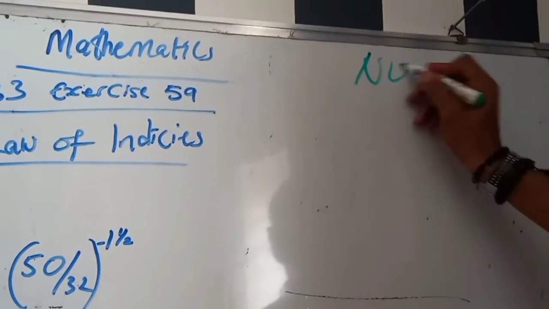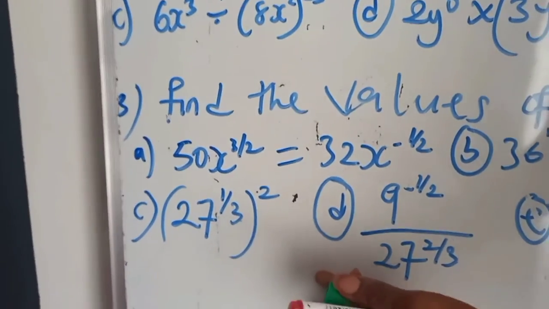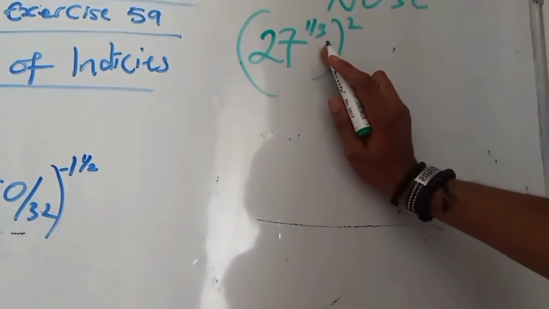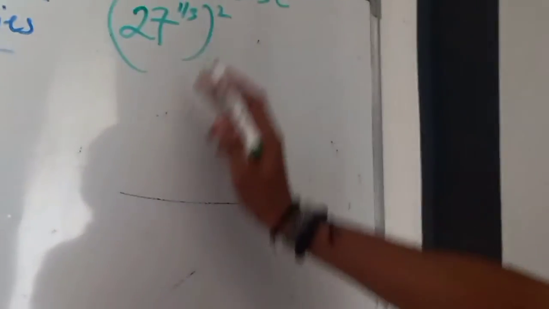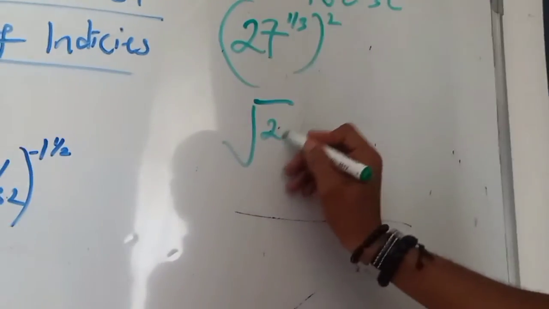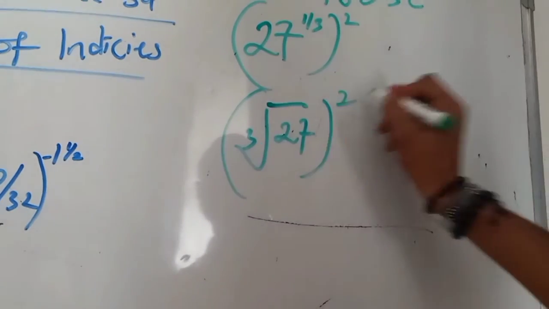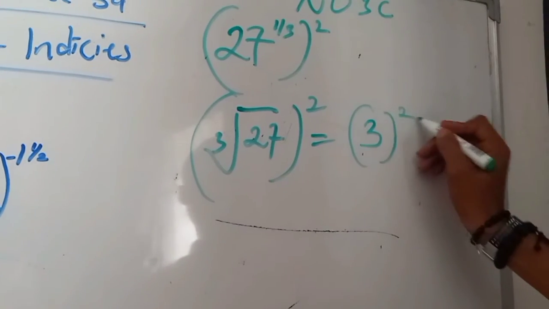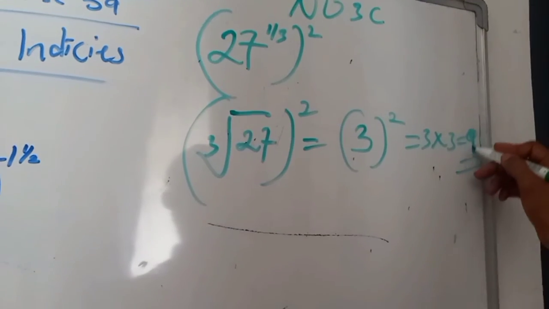We go to number 3C, which is 27 raised to the power of 1 over 3, close bracket, raised to the power of 2. Okay, this is the question here. What happened? I just obeyed my fractional law, which says that any fractional law means square root or cube root depending on the denominator. So the cube root of 27 is 3, raised to the power 2 equals 3 times 3 equals 9. So 9 is our final answer.